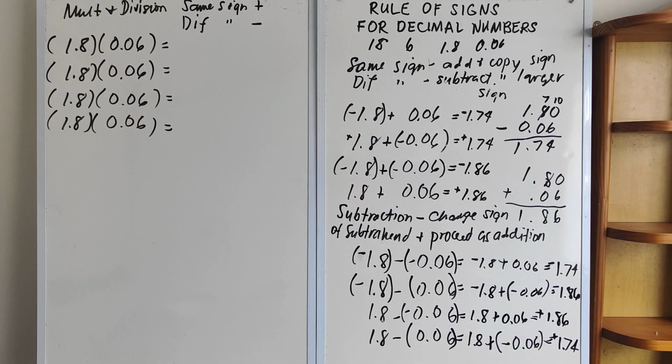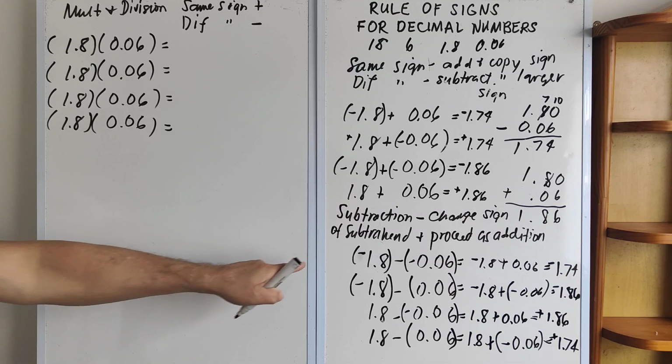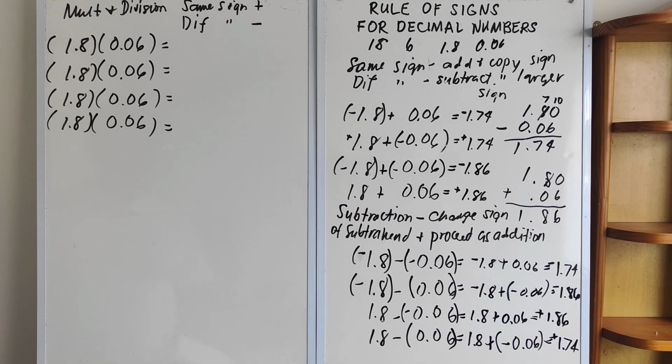Now we will randomize the negative sign. Let's say this should be the first time, let's make it the negative number. And then here, let's say both of them negative.